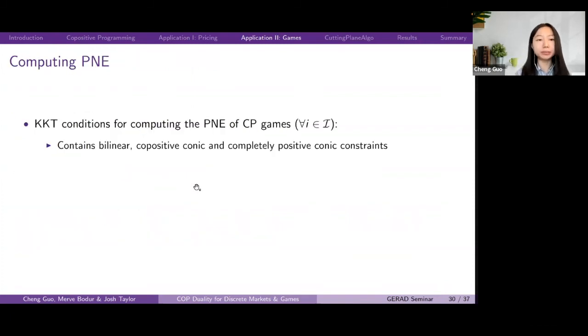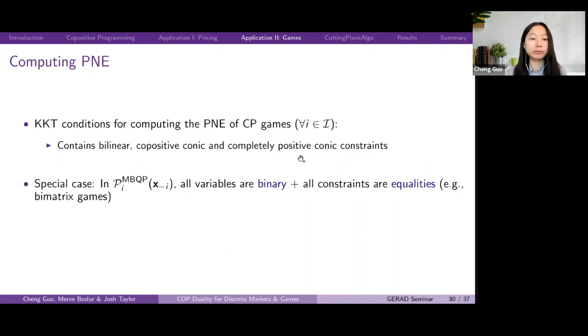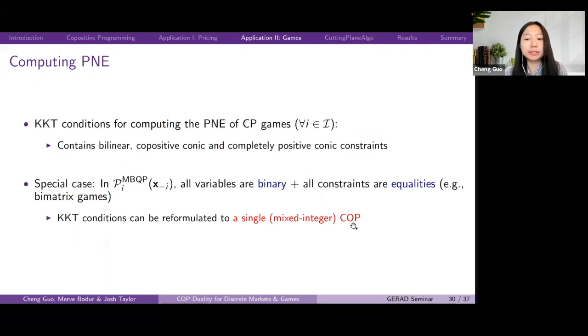And also, we can compute the pure strategy Nash equilibrium using the KKT conditions. The KKT conditions, as you can imagine, would contain bilinear terms for the complementary slackness constraints, and also have copositive conic and completely positive conic constraints. This means that the KKT conditions are very, very hard to solve. But luckily, for a special type of mixed binary quadratic game, where all the variables are binary and all the constraints are equalities, which looks a little bit restrictive, but actually the bimatrix games belong to this category, the KKT conditions can be reformulated to a single mixed integer copositive program. So we don't have bilinear terms, we don't have completely positive conic constraints, we only have copositive conic constraints. And this is a copositive program that we can solve with our cutting plane algorithm.